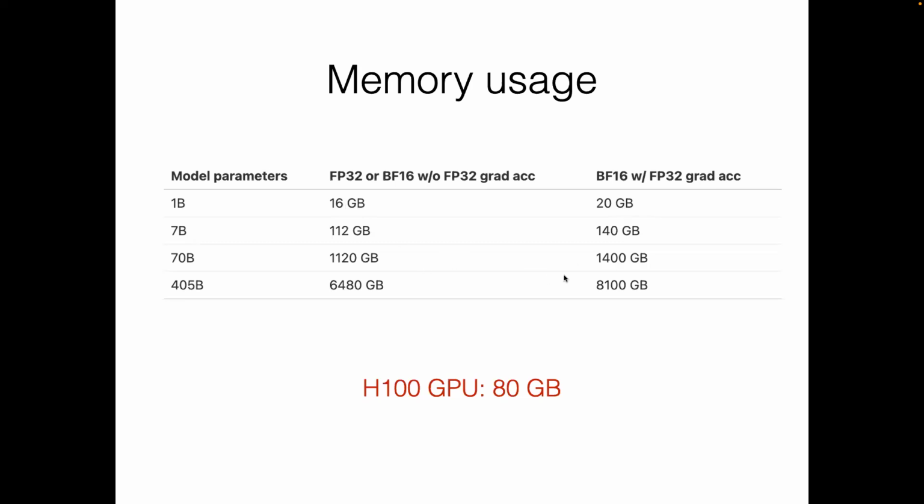Then if you go to 7 billion parameters, you're already at 140 gigabytes. So you already can't train or fine-tune the model on this H100. And this looks just impossible, right? You're at 8,100 gigabytes with this 400 billion parameter model. So we have to think of some way of getting something more favorable than this.